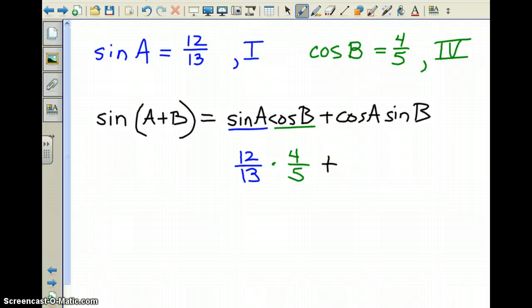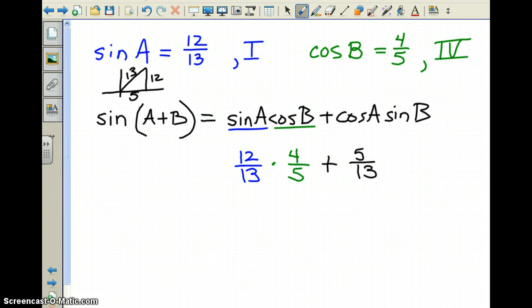So, angle A is in quadrant 1 and has a sin of 12/13. So, to figure out cos of angle A, I'm going to need the adjacent side, which when you do the Pythagorean theorem comes out to be 5. So the cos of angle A is going to be 5/13.